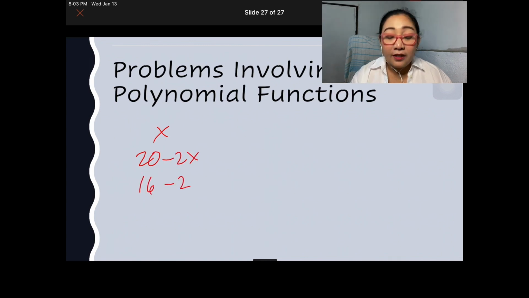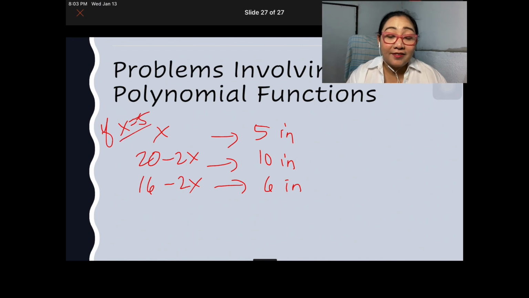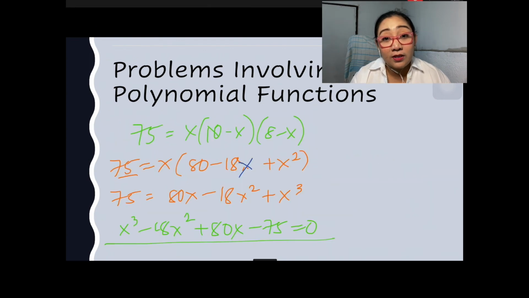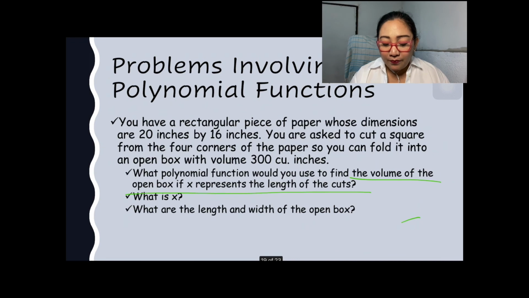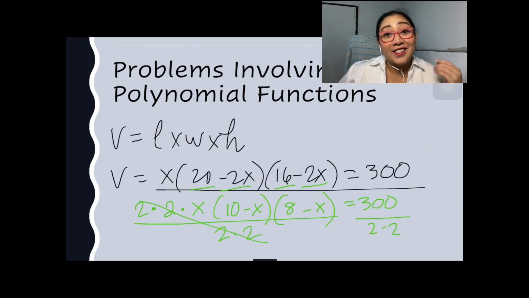We will have 5 inches, 10 inches, and 6 inches. So, yan po ang dimensions ng ating box. Okay? Na, yan naman po ang sagot dun sa last question natin. So, babalikan natin yung last question. What are the length and width of the open box? So, yan lamang po. Hindi na pala niya tinanong yung height. So, yung 10 lang at saka yung 6 inches.